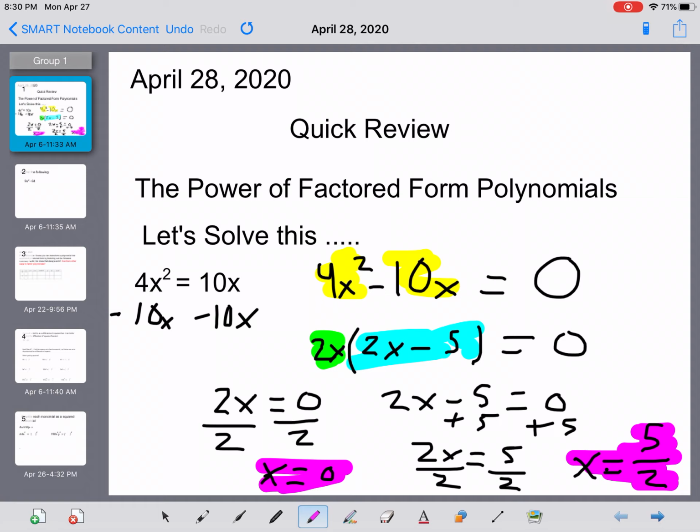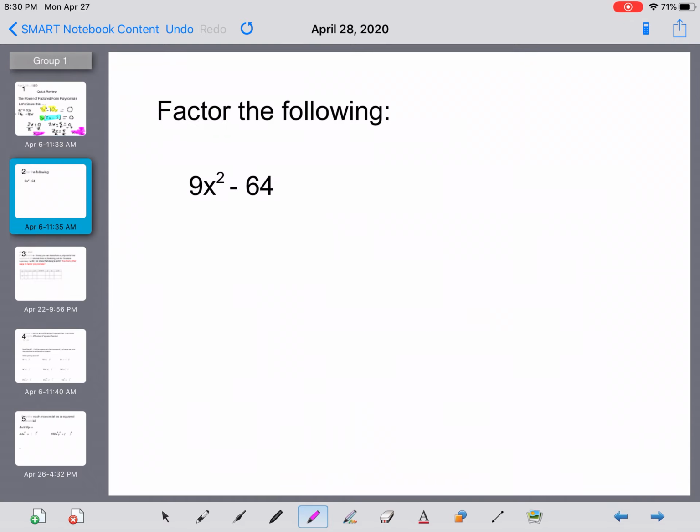So probably it would have taken a long time to guess and check that. So remember, zero product property is extremely helpful in solving these equations. And in order to do that, you have to ensure that your polynomial is in factored form. So, that being said, let's take a look at this polynomial. Can we use the greatest common factor to transform it into factored form? Right now, it's in expanded form.